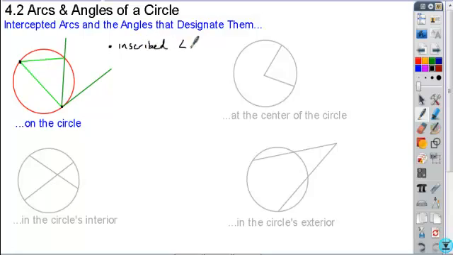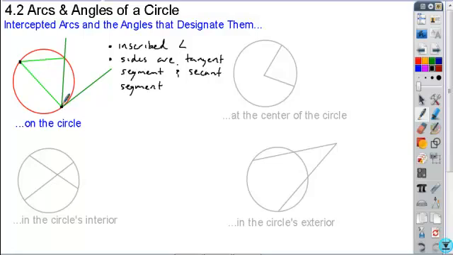Okay, so here's a case where the vertex lies on the circle and the sides are chords of the circle. But it's also going to exist in an angle whose vertex lies on the circle and whose sides are a tangent segment and a secant segment. So that's the second, the darker green angle. This has a tangent segment and a secant segment that form the sides of that angle.